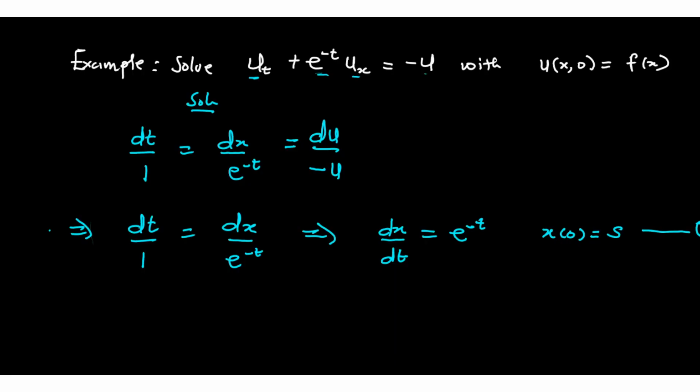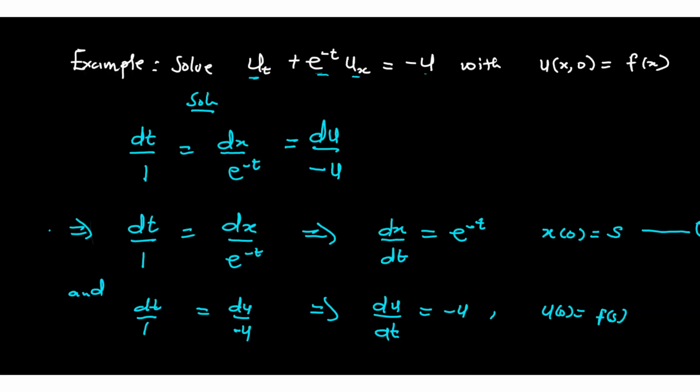Then we'll do the same thing for the other one. We equate it to that, and we'll have dt over 1 equal to du over negative u, and that will give us du/dt equal to negative u. And so we have the initial condition u of 0 equal to f of s. So let's label this one equation 2. We now have our equation 1 and then our equation 2.